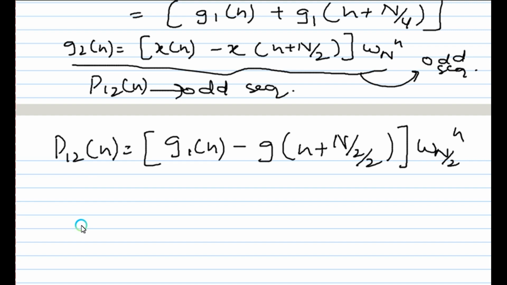So we have got the equations for p11 of n and p12 of n, and the range of n here will be 0 to 1.